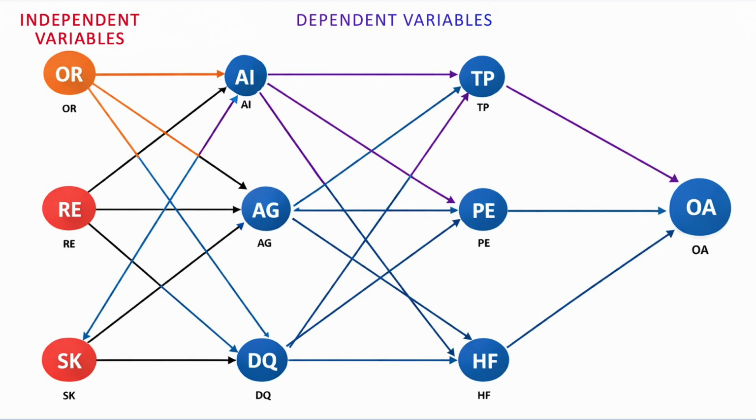Here, organizational readiness (OR), risk and governance (RE), and skills (SK) are the independent variables that initiate AI adaptation. AI, the AI tool integration and implementation. AG, agile AI synergy and process alignment. DQ, the data quality and model reliability. TP, technical performance and scalability. PE, process efficiency and quality assurance. HF, the human factor and team dynamics, and OA, overall assessment, are all dependent variables.